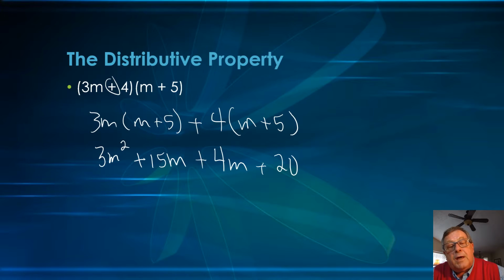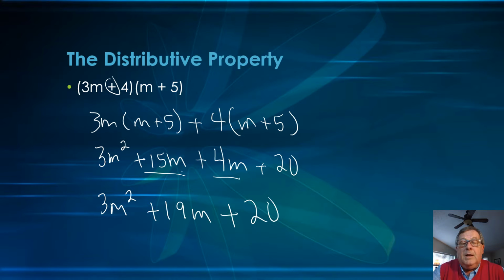And then we just combine like terms. I got two like terms here, 15m and 4m. And so when we do that, we end up with 3m squared. Remember, an m squared is not the same thing as an m raised to the first power. 15 plus 4 is 19, so plus 19m. And then finally we've got the constant plus 20. We've got a quadratic expression in standard form, 3m squared plus 19m plus 20. Shall we do one more? Well, I think we should.